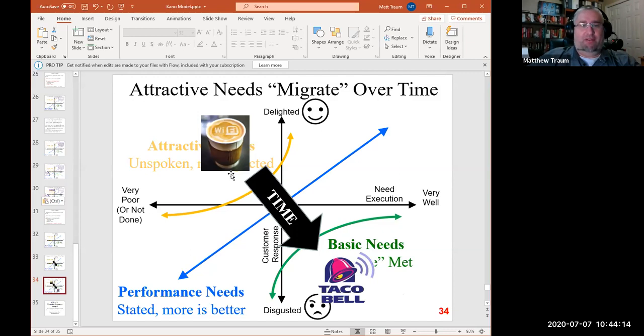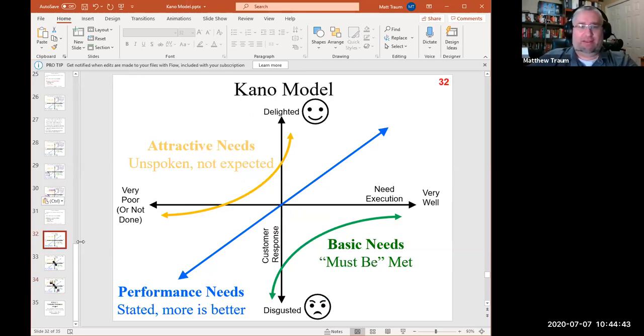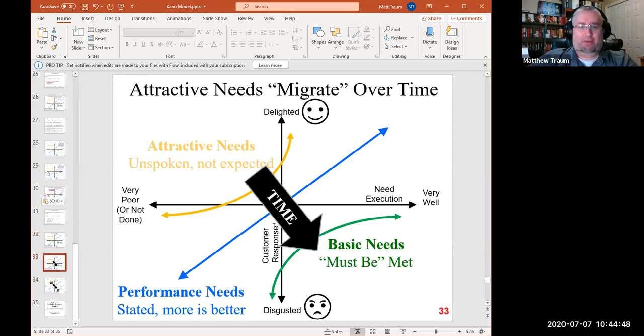And so in a very short period of time, this thing that was an attractive need, this offering of free Wi-Fi at the really high-end coffee shops alone, has migrated through to become a performance need and then ultimately a basic need. And now, even to compete, every restaurant, including Taco Bell, has to have free Wi-Fi. So again, just something to think about. You guys are going to be breaking the mold and pioneering some of these attractive needs, but you always have to keep in mind that those attractive needs are going to migrate over time.